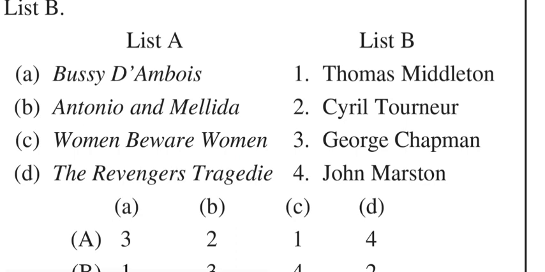It is related to George Chapman. B2, Antonio and Mellida. It is related to Cyril Tourneur. C1, Women Beware Women. It is related to Thomas Middleton. D4, The Revenger's Tragedy. It is related to John Marston. All writings about these writers are very, very crucial. So know about them.